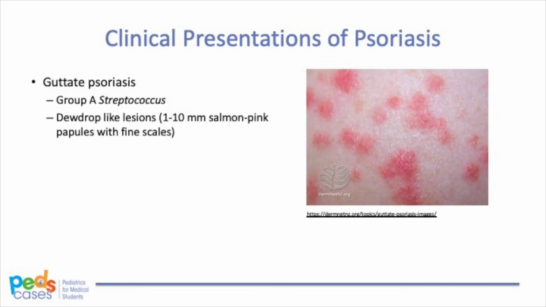Guttate psoriasis is another common presentation of pediatric psoriasis. It is classically associated with Group A streptococcal infections, such as Group A strep pharyngitis. Guttate psoriasis presents with dewdrop-like lesions, hence the name guttate, which means drop-like, and presents as 1 to 10 mm salmon pink papules with fine scales on top. However, this can appear violaceous or hyperpigmented in patients with darker skin.